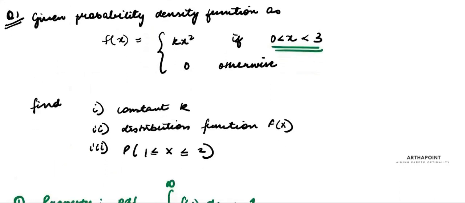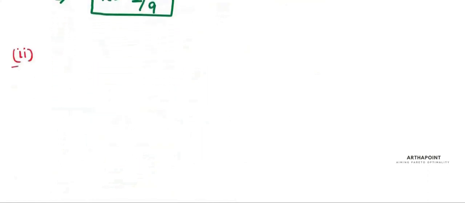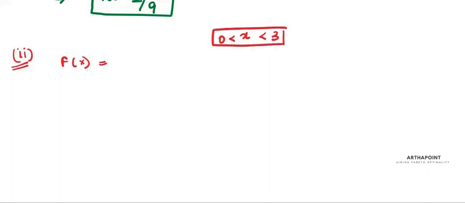Second, what is it saying? Distribution function capital Fx. Let's see that. What is Fx? Fx is nothing but you have to integrate this function. Because your function is defined for x between 0 to 3, you have to integrate this function between 0 to 3. So please understand, ideally what do we do?